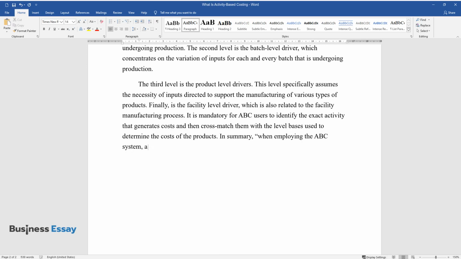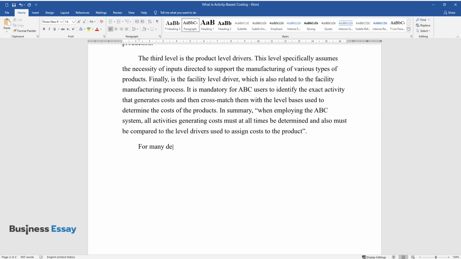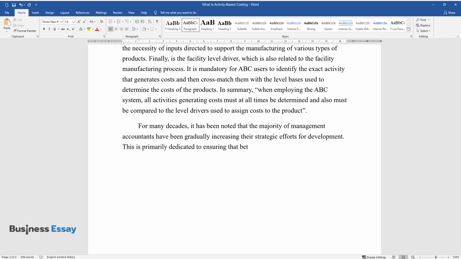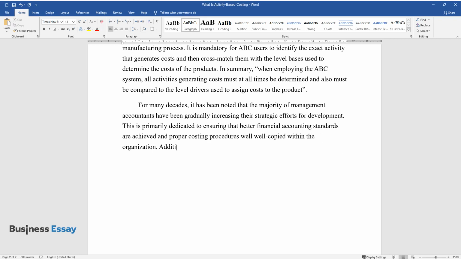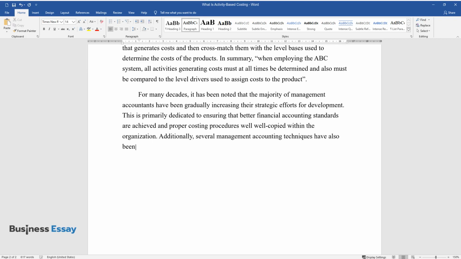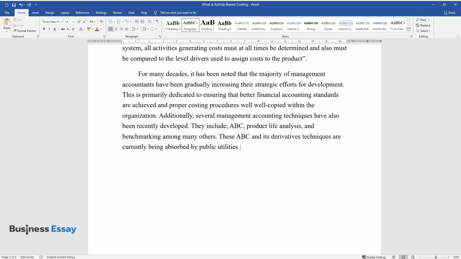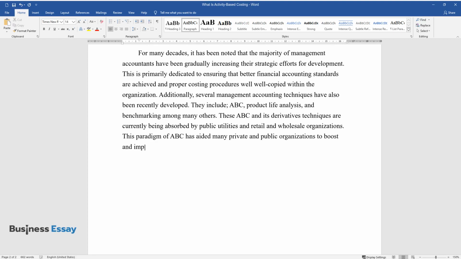In summary, when employing the ABC system, all activities generating costs must at all times be determined and also must be compared to the level drivers used to assign costs to the product. For many decades, it has been noted that the majority of management accountants have been gradually increasing their strategic efforts for development. This is primarily dedicated to ensuring that better financial accounting standards are achieved and proper costing procedures well copied within the organization. Additionally, several management accounting techniques have also been recently developed. They include ABC, product life analysis, and benchmarking, among many others. These ABC and its derivative techniques are currently being absorbed by public utilities and retail and wholesale organizations. This paradigm of ABC has aided many private and public organizations to boost and improve their competitive power.